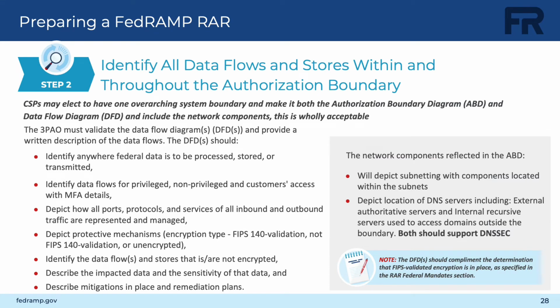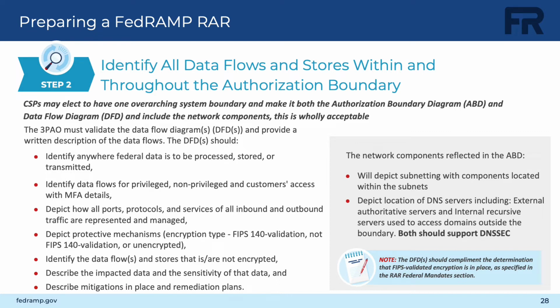Once the authorization boundary is defined, the next step is to identify all the data flows. Note that most times, CSPs elect to have one overarching system boundary and make it both the authorization boundary diagram and data flow diagram, and include the network components. This approach can eliminate the confusion caused by multiple diagrams, which can often leave room for error. This is wholly acceptable and ensures all components and lines of the diagram are aligned and consistent.